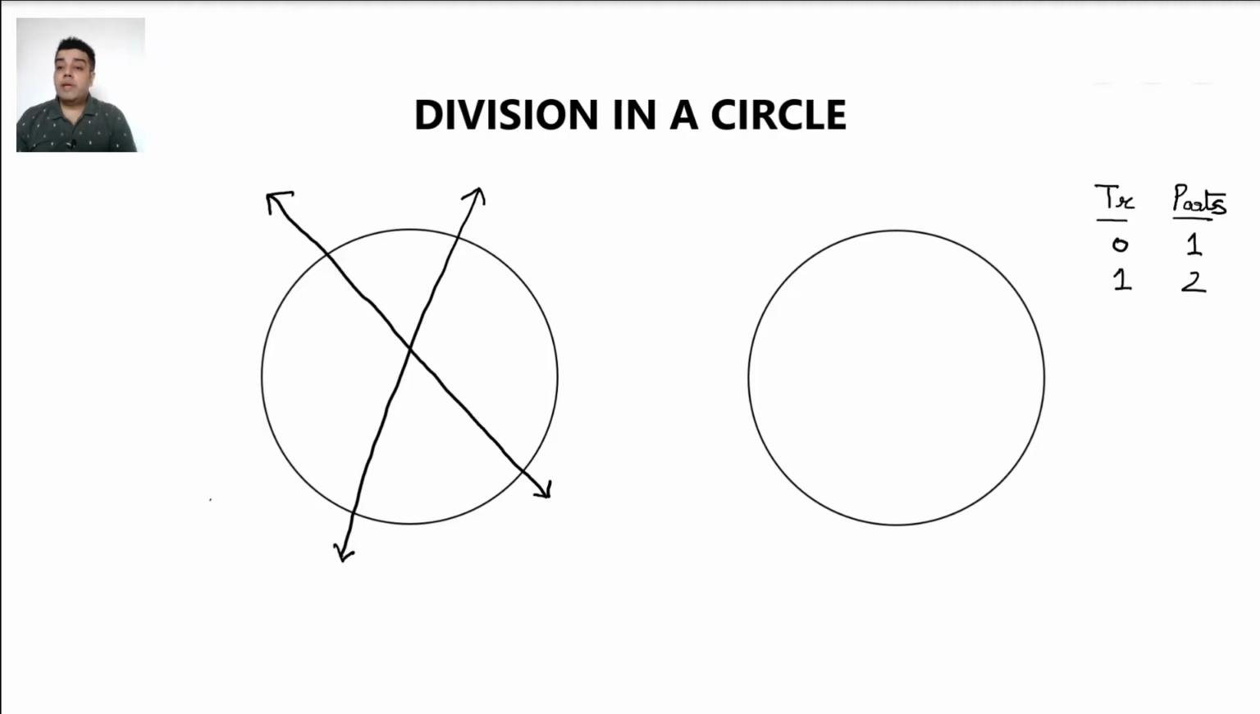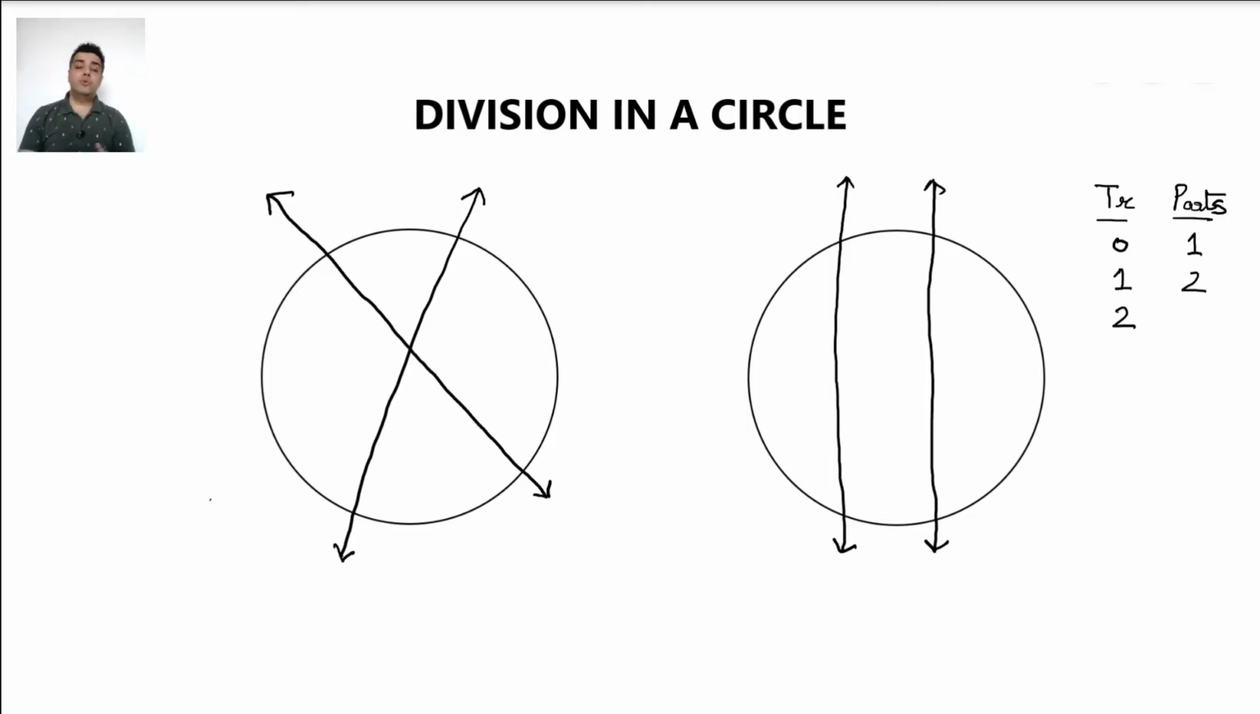Okay, now if I draw 2 transversals, 2 transversals can be drawn in 2 ways. One is I draw 2 transversals which are parallel to each other. So please assume that I am drawing 2 transversals which are parallel to each other in this case, and in the other case I am drawing 2 transversals which are intersecting with each other, which are not parallel to each other. So you would see that in one case I have 3 parts, and in the other case I have 4 parts. 1, 2, 3, 4.